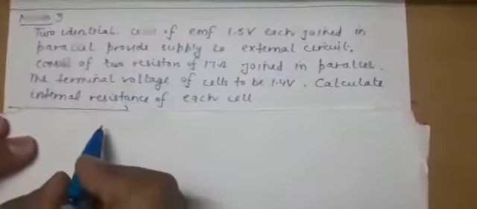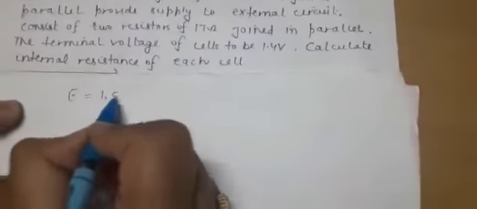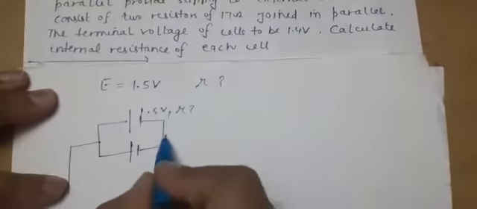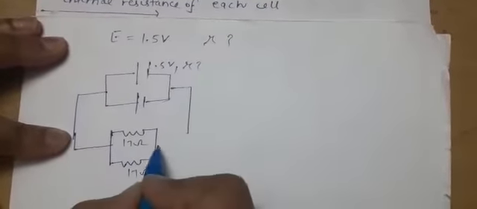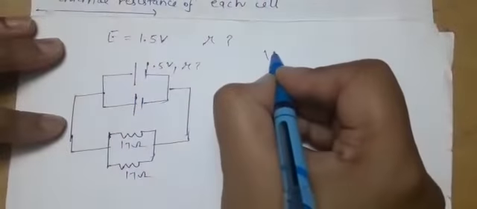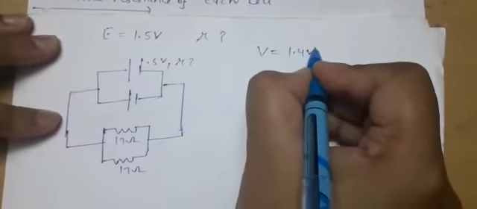See, as per this statement, EMF of each cell is 1.5 volt. Two such cells are connected in parallel, having internal resistance, which we have to calculate. It is unknown to us. Now, this combination is connected again to the combination of two resistors, each of 17 ohm in parallel. So this is the circuit arrangement, and the terminal voltage is 1.4 volt. You have to calculate the internal resistance of the cell.